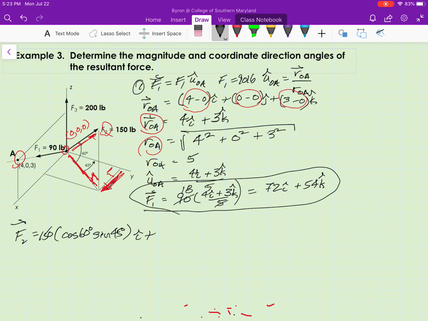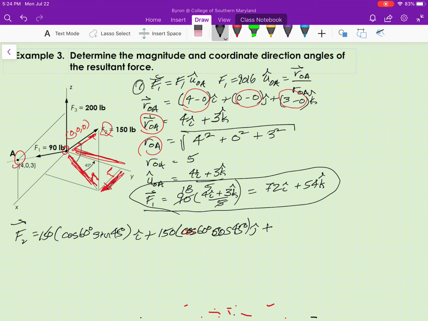This is going to be the i term. The j term is going to be similar. I want that intermediate hypotenuse that's in the XY plane. So I'm going to say 150 times cos 60. And now I'm looking for this side. So it's going to be times the cosine of 45 degrees, j.